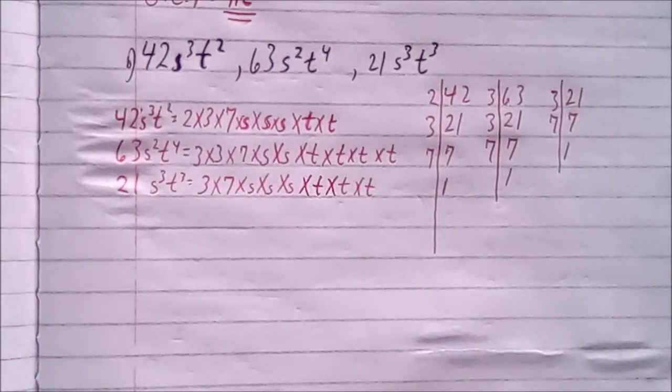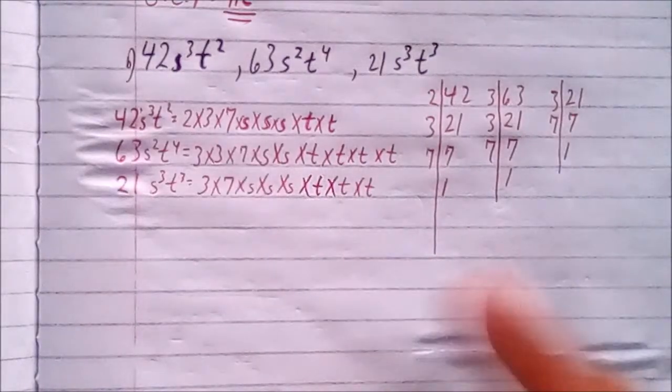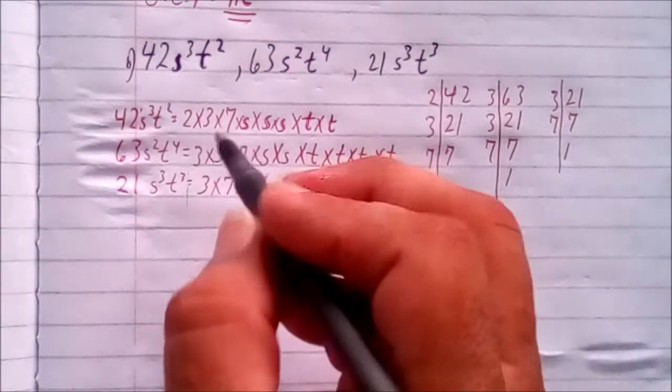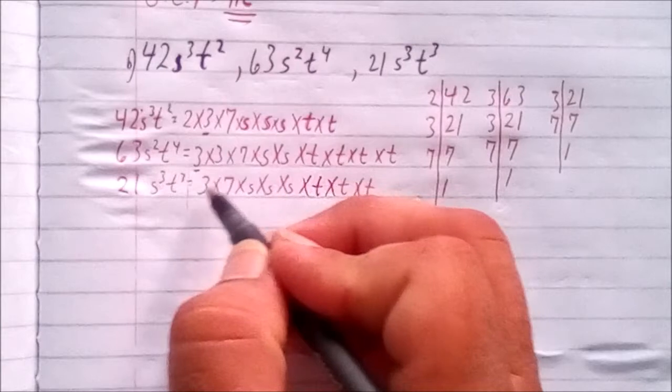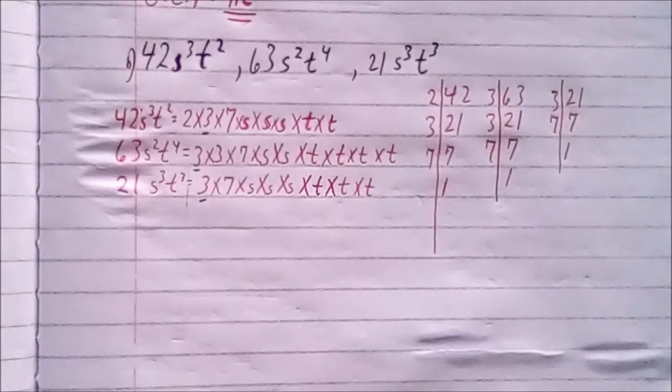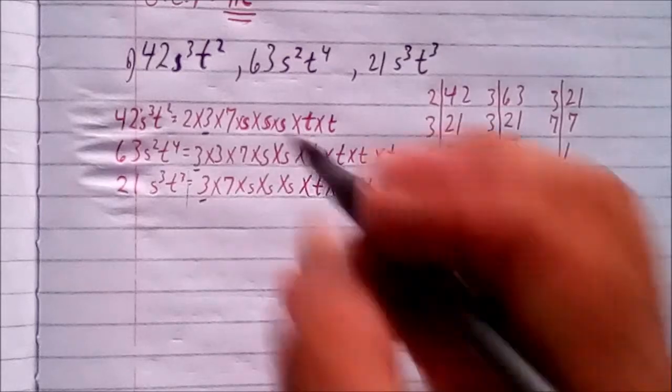Now let's see what do they have in common. You look at numbers first of all. Do they all have in common number 2? No. They all have in common number 3. Okay. Do they all have in common the number 7? Yes, all of them have a common 7.